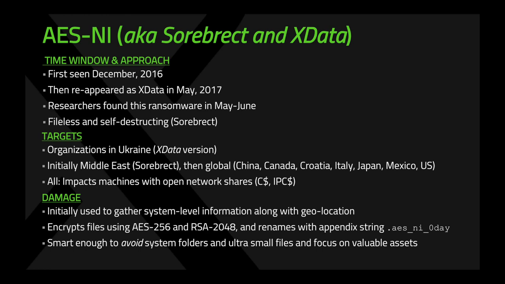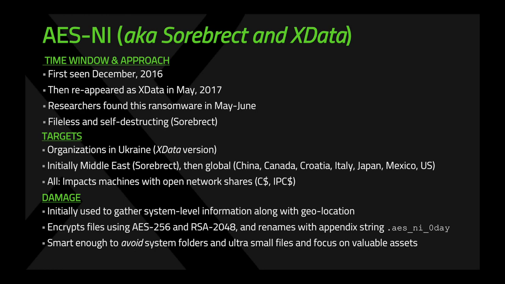Today, we're going to go through the AES-NI ransomware. There are three different generations. The first was seen in December of 2016, then it reappeared as Xdata in April 2017. Researchers found this ransomware between May and June. It's fileless and self-destructing, but it isn't really targeted to anyone specifically, or any country specifically.